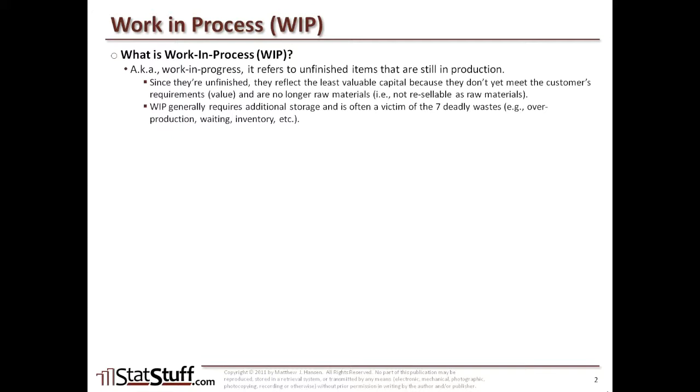And WIP also generally requires additional storage, and it's often going to be the victim of the 7 deadly wastes. For example, overproduction, waiting, or inventory. So, in that way, WIP should really be measured for quality and timeliness.